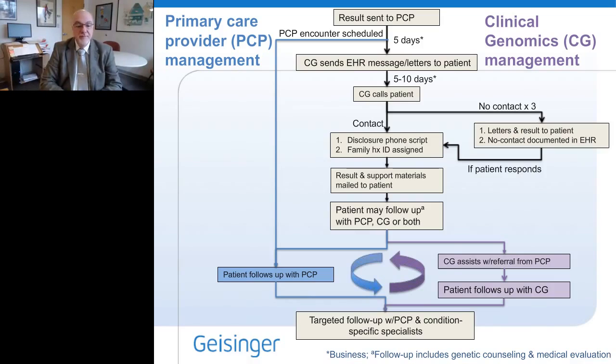There are 5 business days that are allowed to go by. After that time, the clinical genomics group sends a message to the patient through the electronic health record, through the patient portal, for those patients who have a patient portal account. For those that don't, we send a letter. And then we allow 5 to 10 business days before we would directly contact the patient with a phone call.